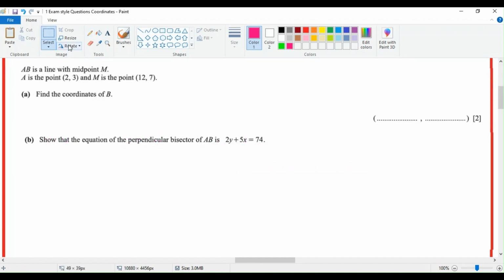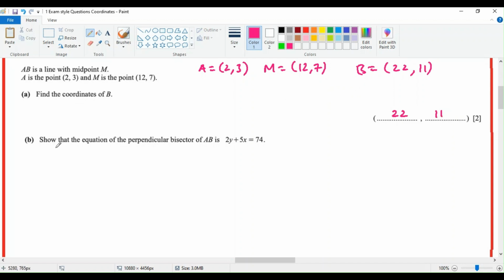Now in this question it says AB is a line with midpoint M. M is given. A is the point (2, 3). That means A is (2, 3) and the midpoint is (12, 7), and we need to find point B. As you can see, the difference between 2 and 12 is 10. That means 10 has to be added to this, so this becomes 22. Now 3 becomes 7. That means 4 has been added, so 7 plus 4 gives us 11. So (22, 11) is the answer for the first part of the question. That means these are the coordinates of point B.